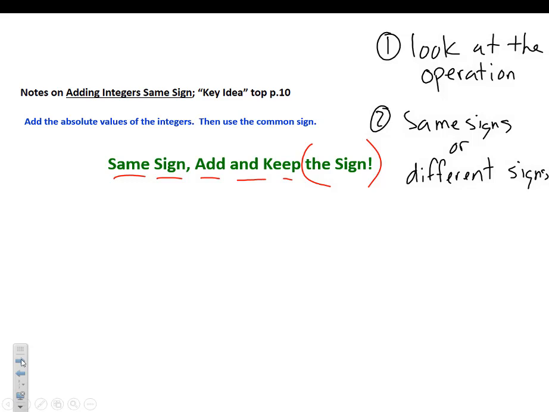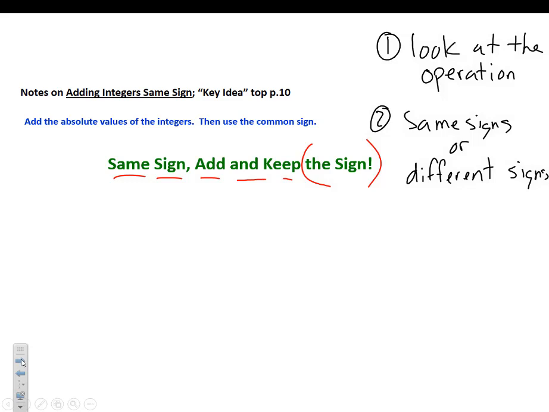This first video, we're going to concentrate on the same sign. The second video is different signs. So this video right now, everything we look at is same sign. We're going to add and we're going to keep the sign. So that's the rule for adding when the signs are the same. Add and keep the sign. Same signs, add and keep.